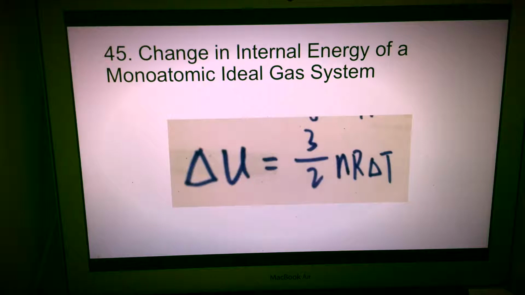45. Changing internal energy of the monoatomic ideal gas system is kind of similar to the kinetic energy we just talked about. But this time it changes to 3 over 2 times n times R times delta T, where n is the number of moles of the ideal gas, and R is the constant.